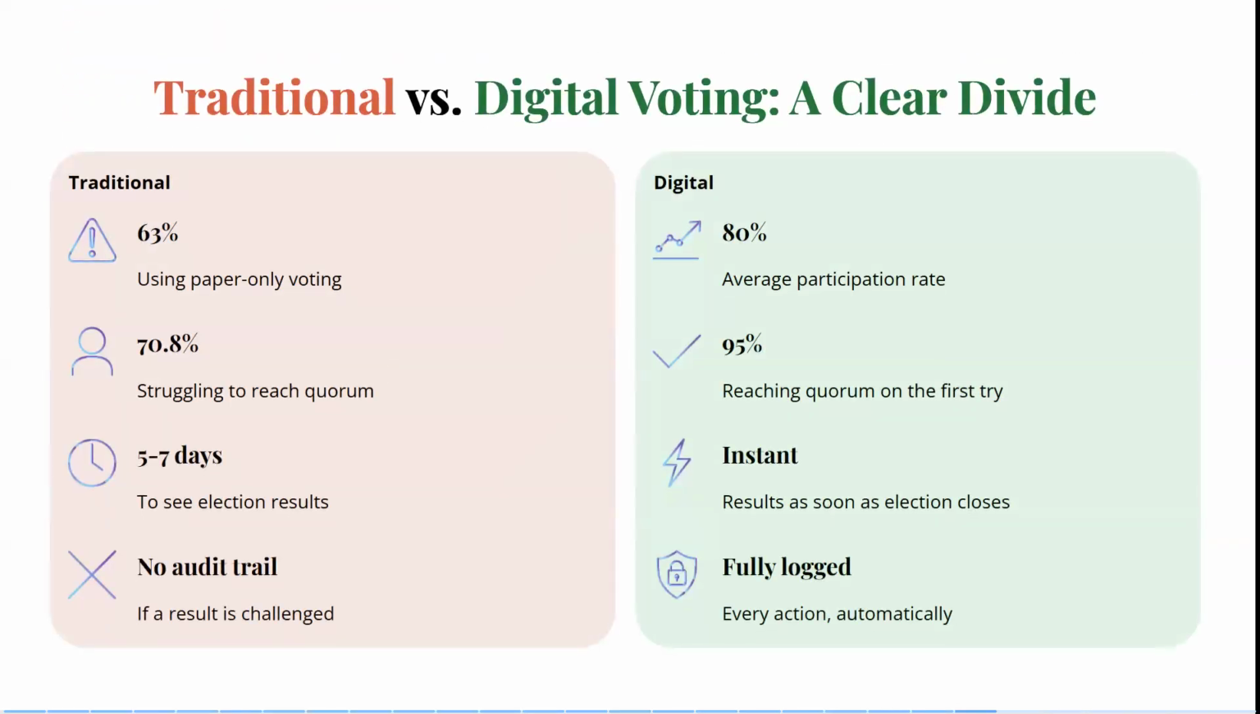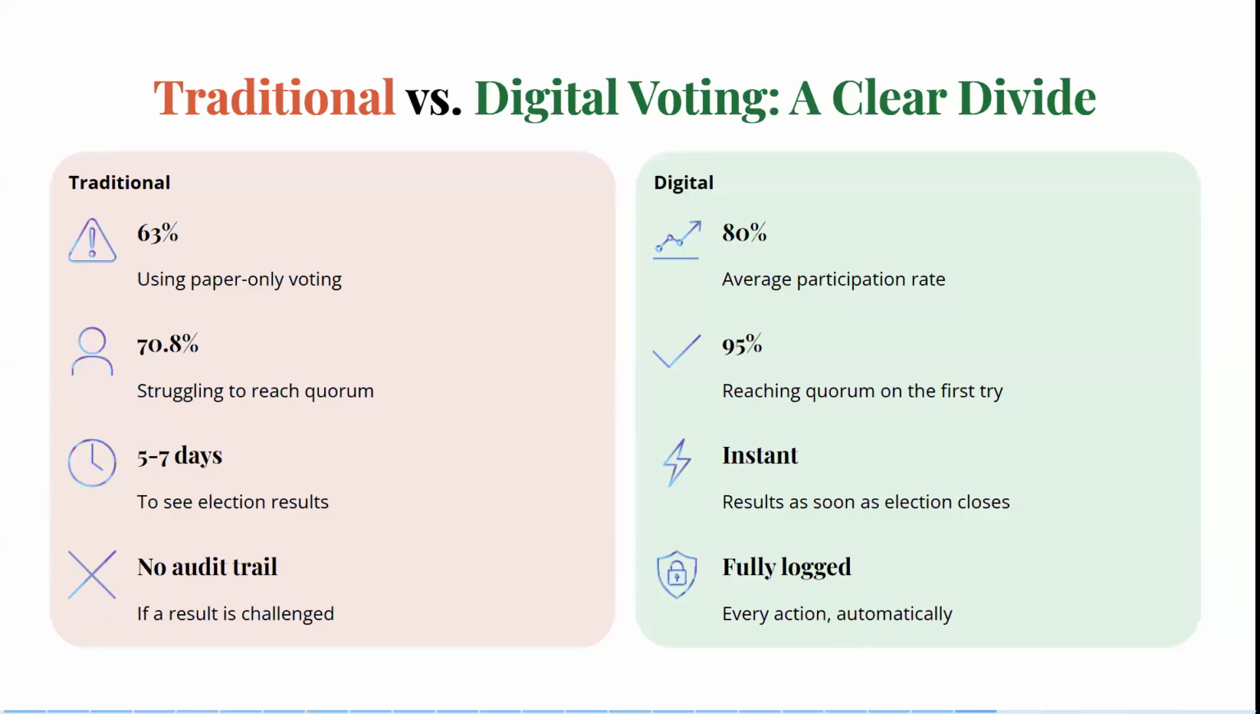So let's put the traditional approach and the digital approach side by side. On the traditional side, we're seeing 63% of communities still relying on paper-only voting and over 70% struggling to reach quorum. Results can take 5 to 7 days to compile, and there's no real-time audit trail to refer back to if a result gets challenged.